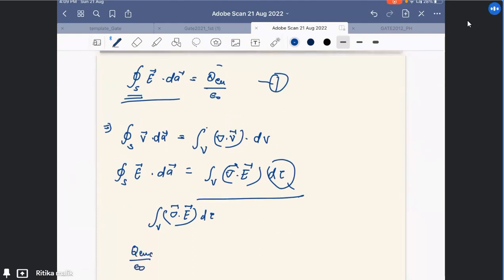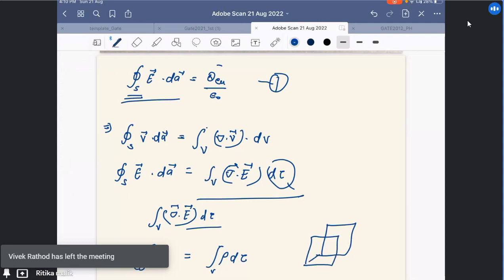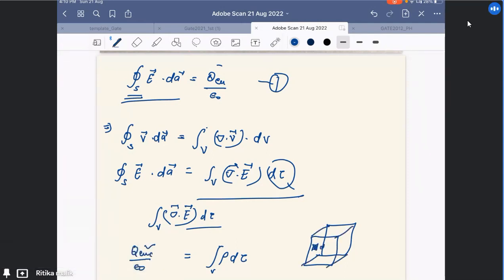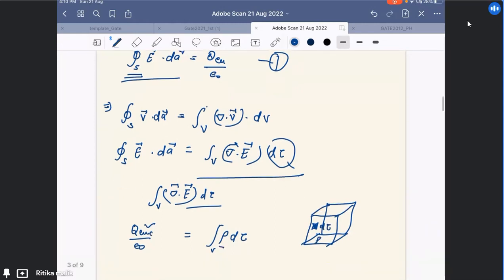So we can also write q enclosed in terms of a volume integral. We know that it can be written as the volume charge density rho into d tau. This is the volume integral, meaning if you have some volume element and you take a small element d tau within that region, and rho is the charge density inside this region. So you can always write q enclosed by this quantity, and 1 upon epsilon naught is constant.